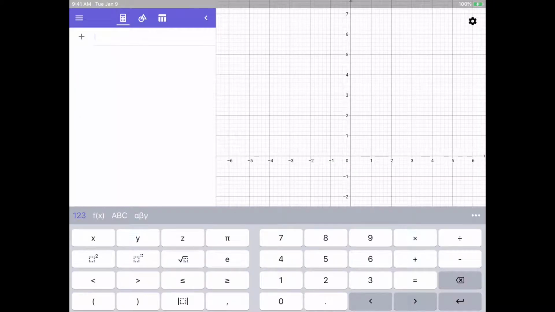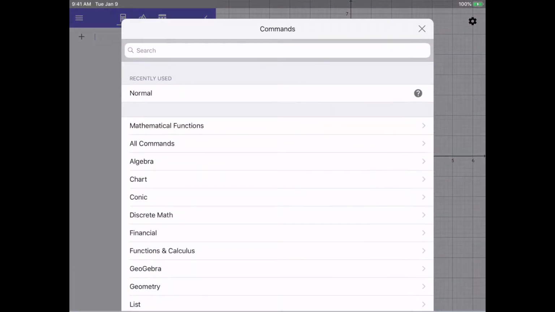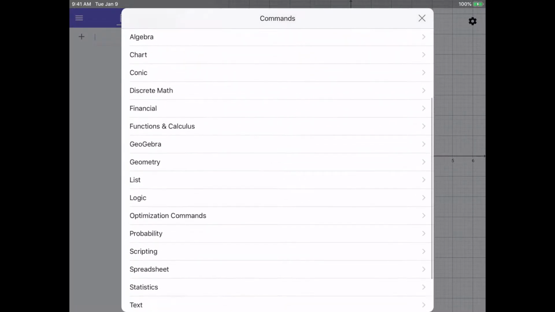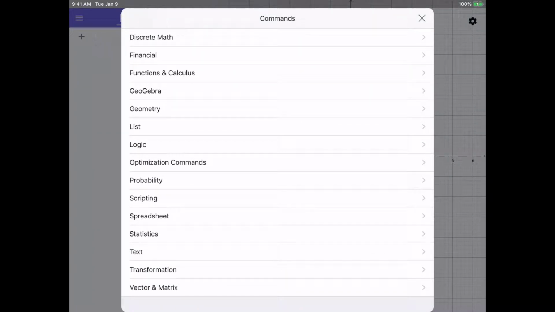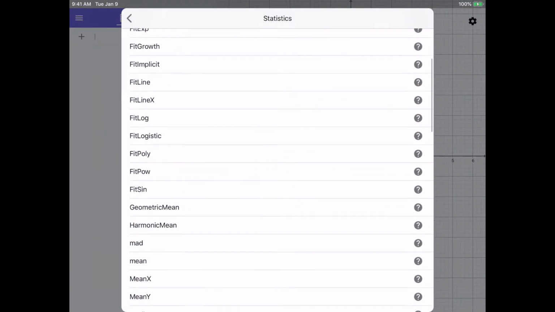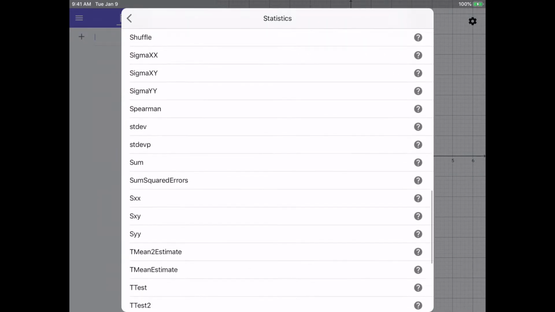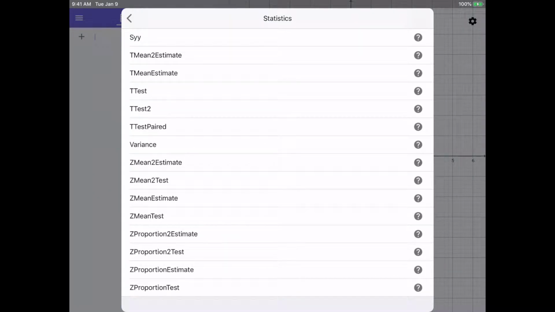We now move over to the GeoGebra app. We can click the three dots right here at the top and scroll down to statistics. And then the z-mean estimate is way down here at the bottom. We see there's lots of different kinds of estimates here. We want the z-mean estimate.